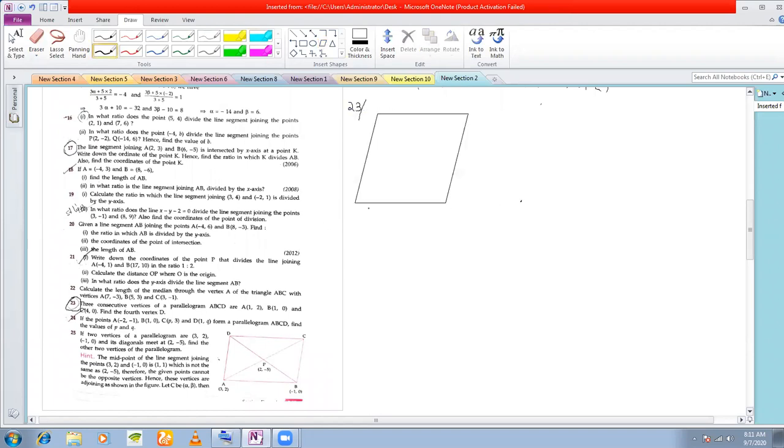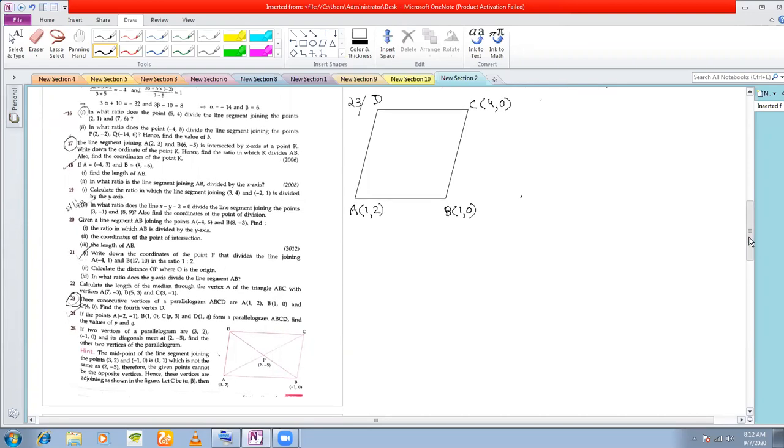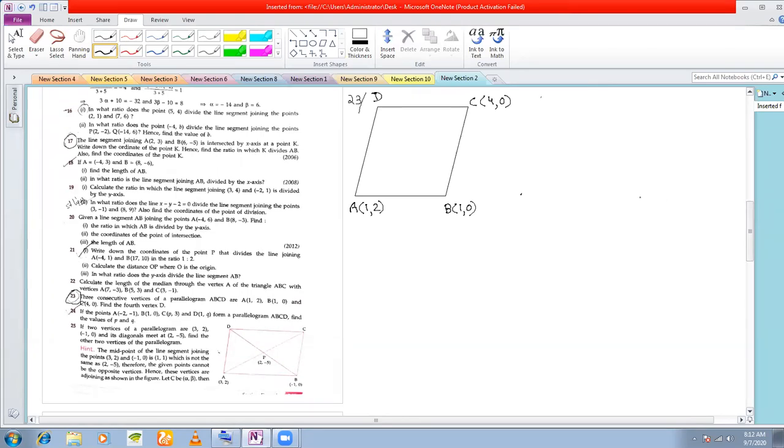This is our parallelogram, and three vertices are given. This is A (1, 2), B (1, 0), C (4, 0), and D vertex. I have to find out the coordinates of D. Okay. So in such a case, as I told you, this question I gave you some hints also, and this type also I had solved in the last class.